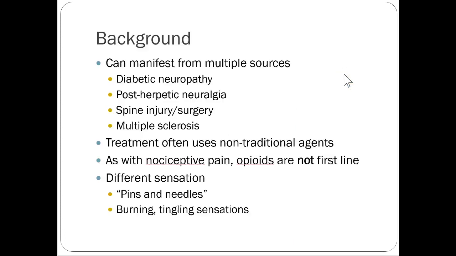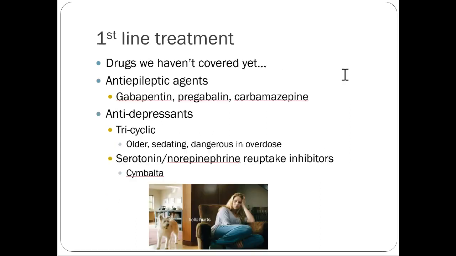Oh, I did put neuropathic pain on here. I think I talk about this a little bit more during the neuro lecture too, but I'll go through it really quickly. Multiple sources with neuropathic pain: diabetic neuropathy, post-herpetic neuralgia, spinal cord injury, MS would be kind of the common ones you'd see. So we're really talking about non-traditional agents here. So opioids are not first line, and the sensation for nociceptive pain versus neuropathic pain is different. So you've got pins and needles, burning, tingling type sensations.